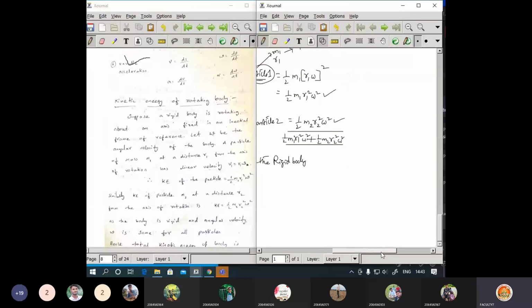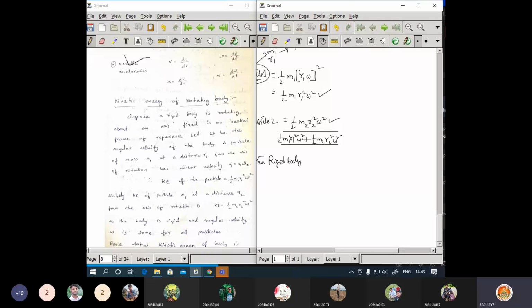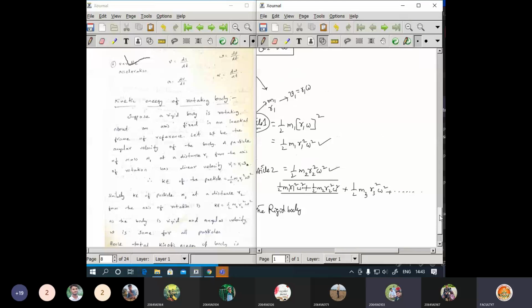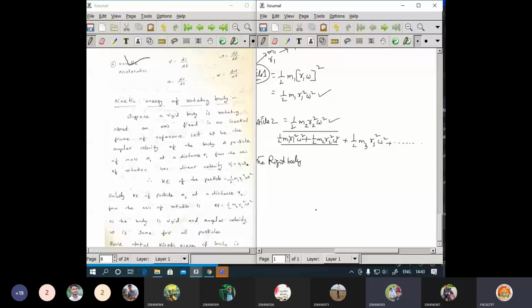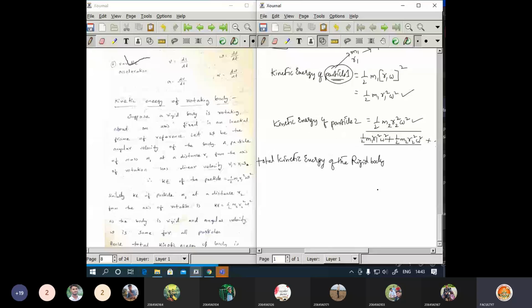Now let us see here. If there are a large number of particles, we have to continue this. Suppose there are 3 particles, then m3 r3 square omega square. This will continue for however many particles there are. So the total kinetic energy of the rigid body is half m1 r1 square omega square plus half m2 r2 square omega square, and so on.